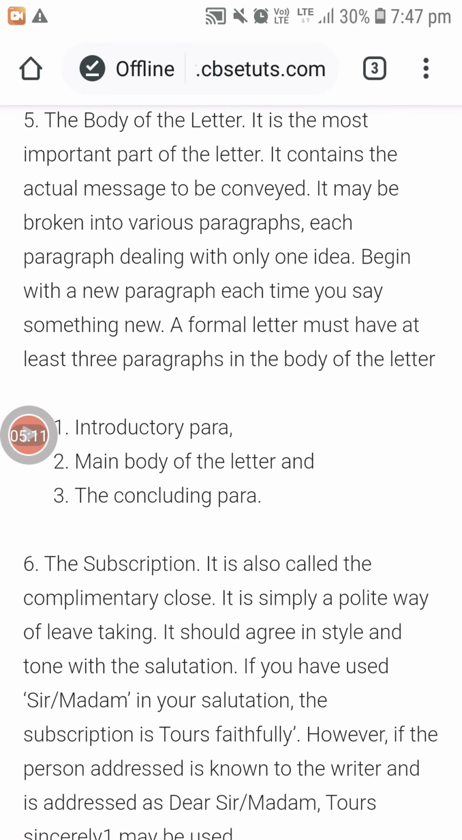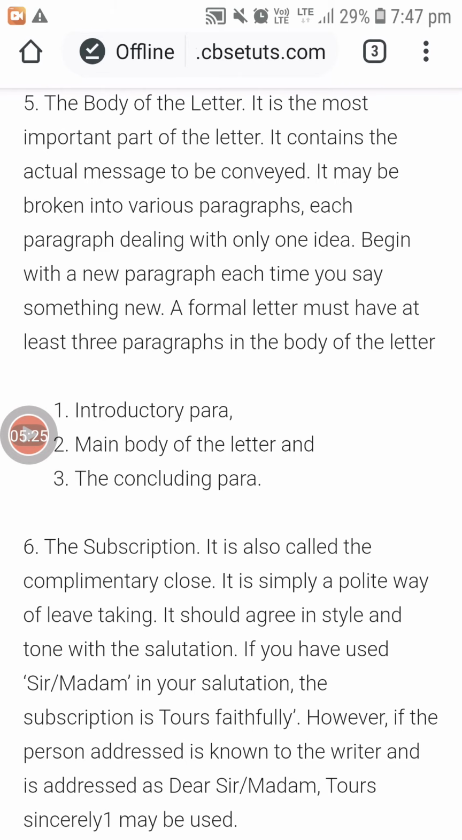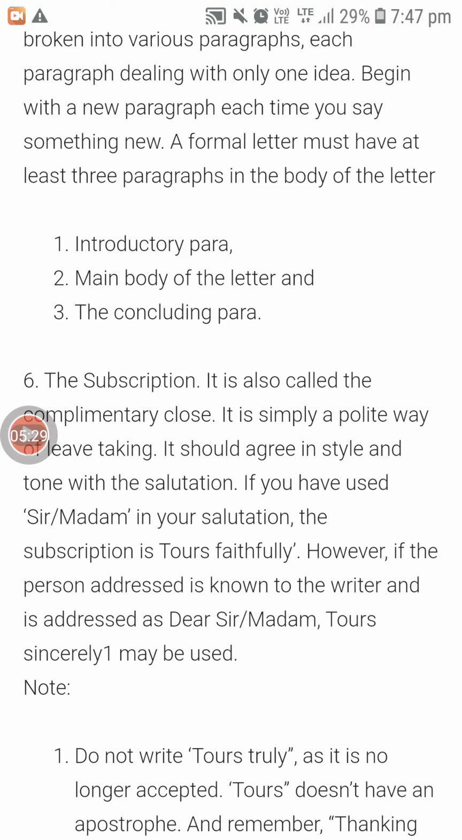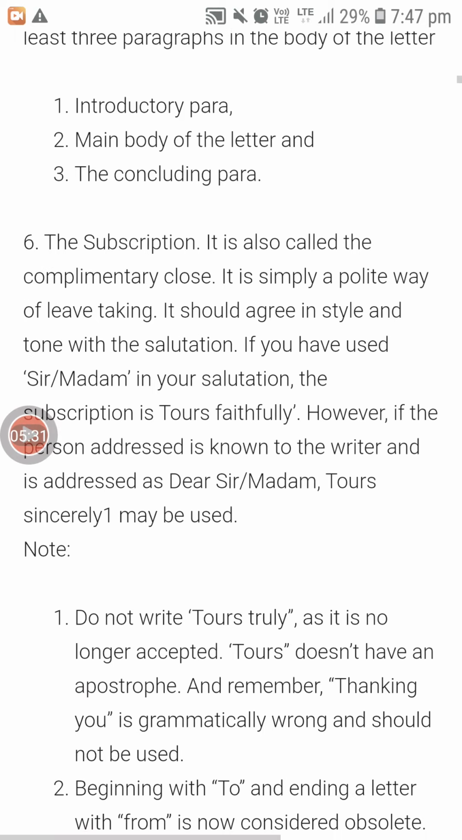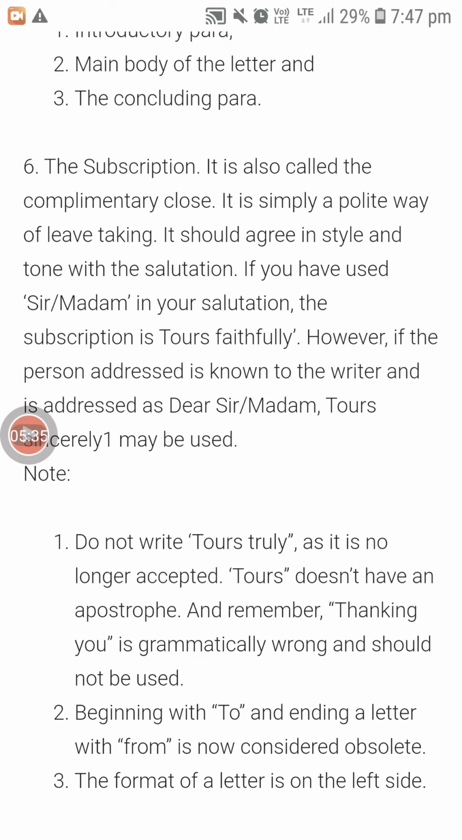So the body of the letter is the most important part of the letter. It contains the actual message to be conveyed. It may be broken into various paragraphs, and a formal letter must have at least 3 paragraphs in the body of the letter. So you need to have this in your mind, that this is the way generally we divide the formal letter. Then the subscription.